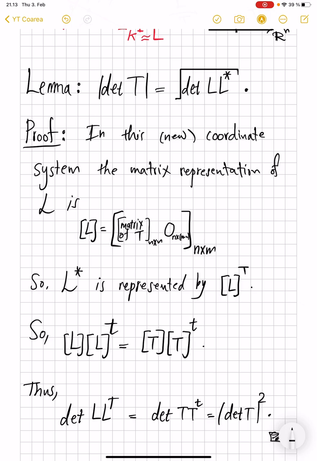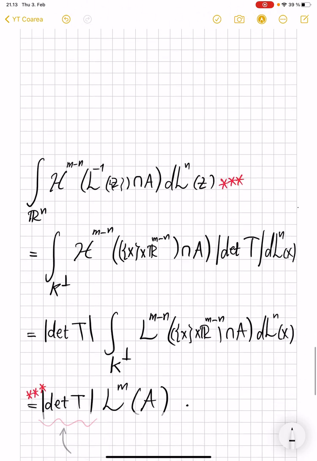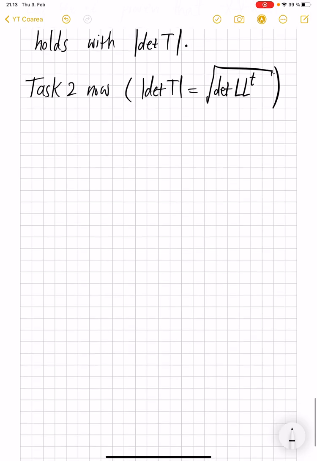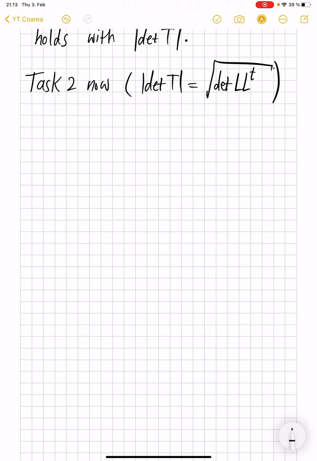Okay, and I have a corollary. So at this point we are done with the two tasks we had. We have proven that with this quantity we have the Coarea formula for linear maps. But I want to give some more results regarding this Coarea factor, and which will lead to some equivalent definitions of it.